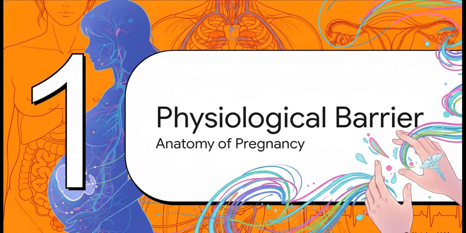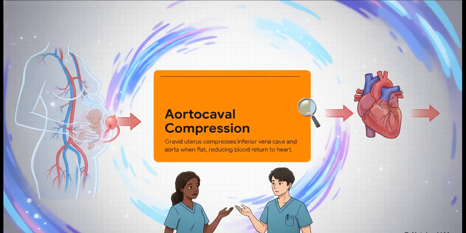Starting off with Section 1, the physiological barrier. So, right around the 20-week mark, a pregnant patient's body undergoes these massive anatomical changes that, quite frankly, directly sabotage our life-saving measures. The medical term for this barrier? Aortocaval compression. Basically, when a pregnant patient lies perfectly flat on her back, her heavy, enlarged womb, the gravid uterus, physically squashes her major blood vessels. It compresses the inferior vena cava, severely limiting blood returning to her heart, and it pinches the aorta, blocking blood trying to pump out. This compression alone can instantly drop a mother's cardiac output by up to 40%.